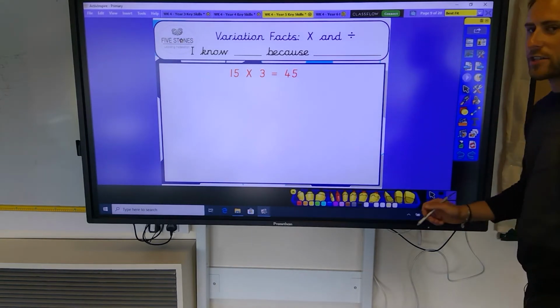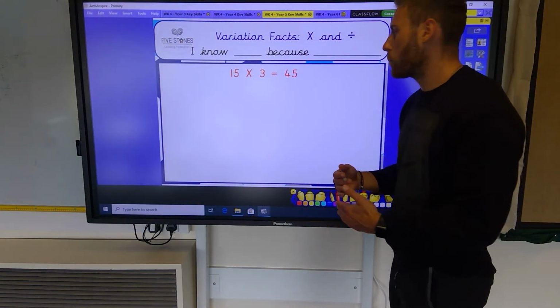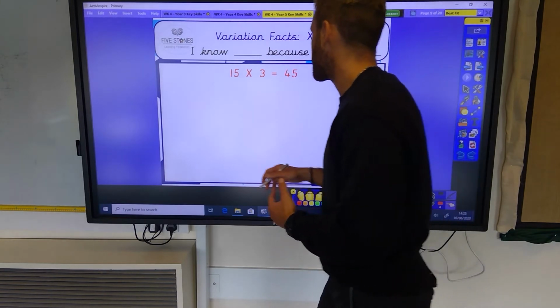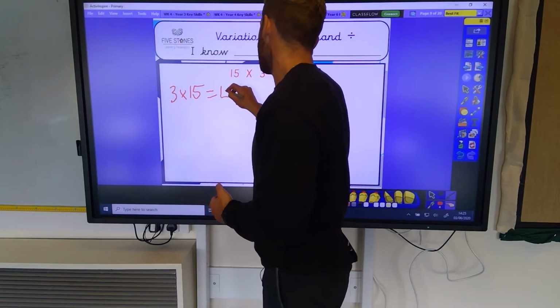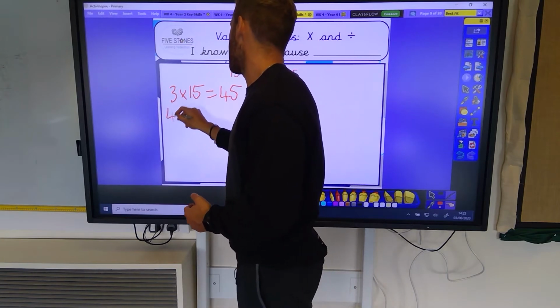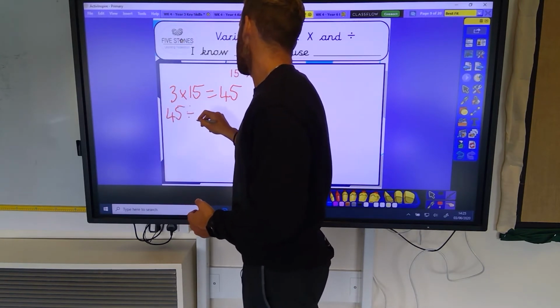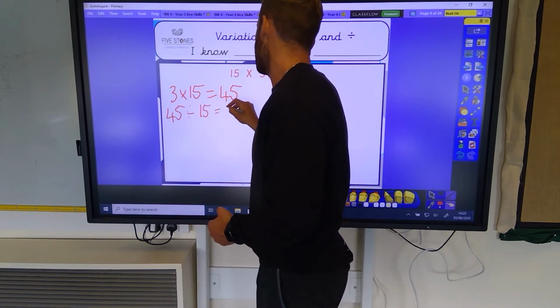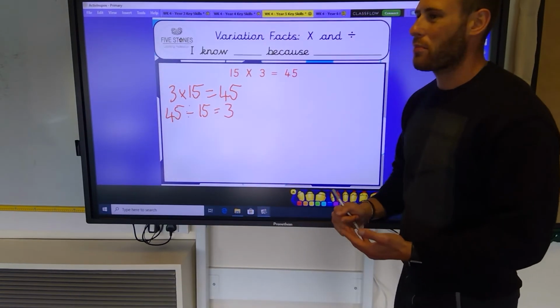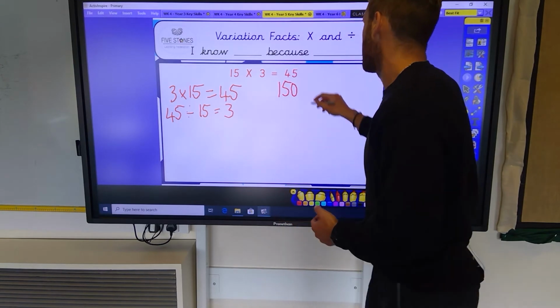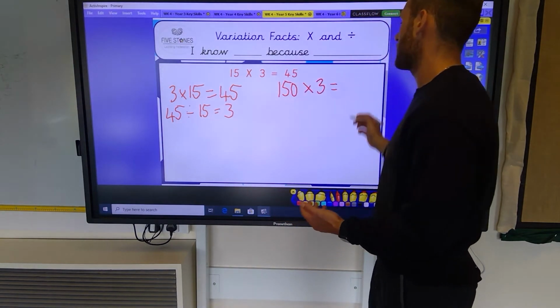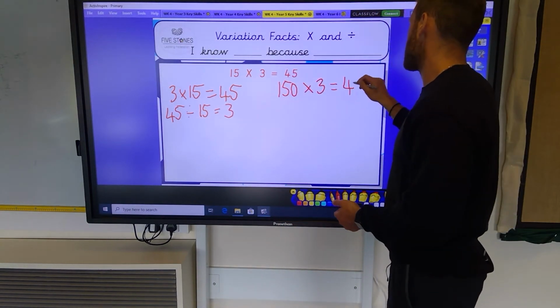There are lots of different facts you could know. You play around with the numbers initially. So 3 times 15, we can let go of the order, 45. We know the division statements as a result of that. Then we can play with the power of that number. So we go 150 times by 3. Yes, you're going to give it 10 times more.